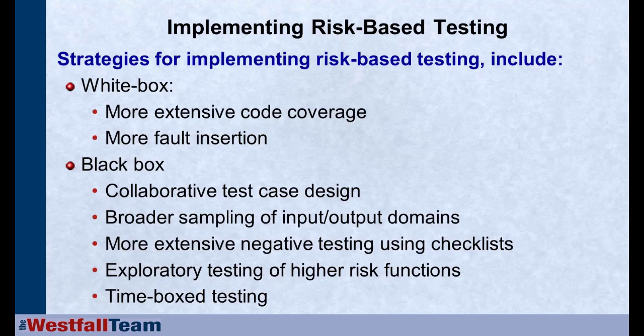You can do the same thing with your output domains. Look at what the potential outputs are, look at their equivalence classes, do more sampling from equivalence classes that are associated with higher risk features or higher risk components of the software.